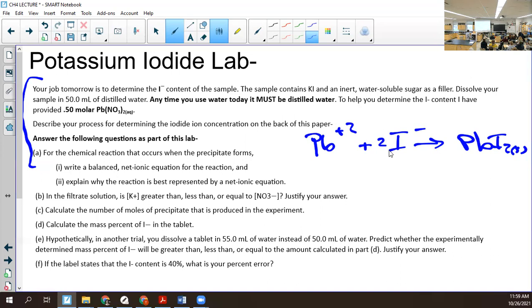So write a balanced net ionic equation, done. Explain why the reaction is best written by a net ionic equation. Kind of just said that, but will you just for a second tell your partner why this really is best represented as a net ionic equation? Ready, go.